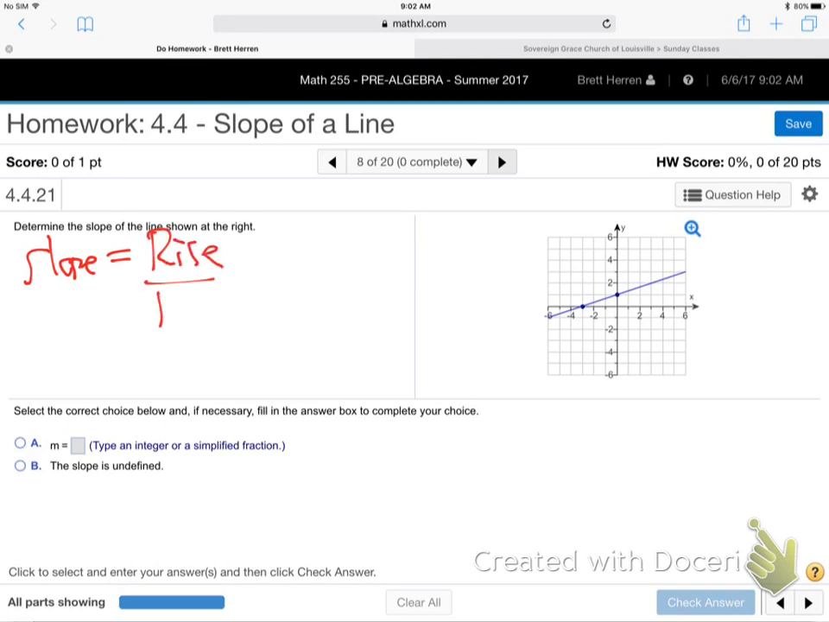Remember, slope is rise over run. So think about from this dot to that dot, the two dots they're clearly showing me. Can you tell how much the rise and how much the run are between those two dots? So go ahead and try that. Between those two dots, you can find the rise and the run.